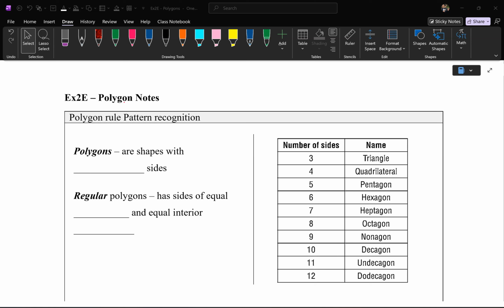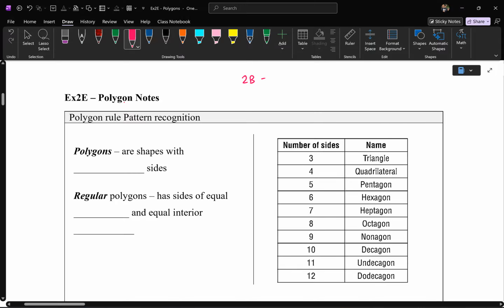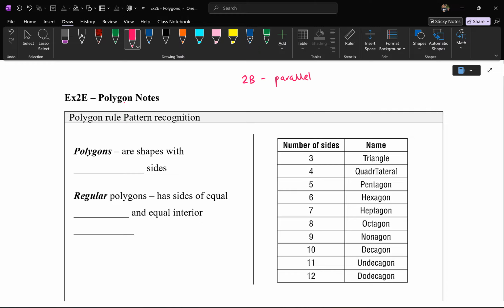And it's recording. Exercise 2E. So what you've done so far, 2A was angles. So you had to know your year 7 angles again. Reflex, acute, obtuse, supplementary, complementary. 2B was the hardest. Parallel. So co-interior, corresponding, alternate, vertically opposite. That was probably the trickiest one. I'll put a star there.